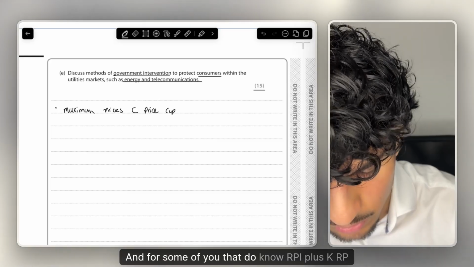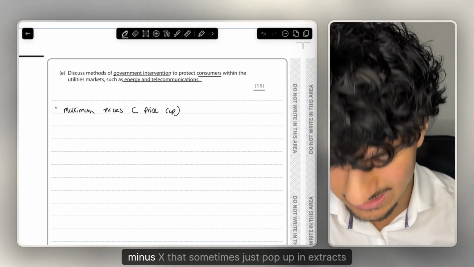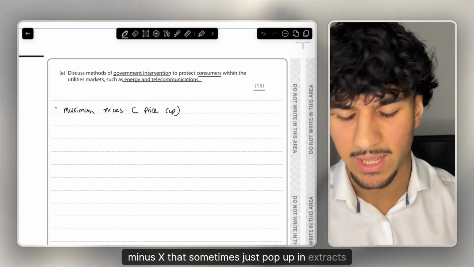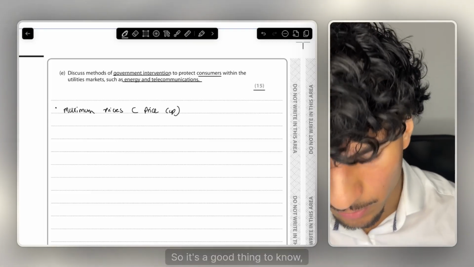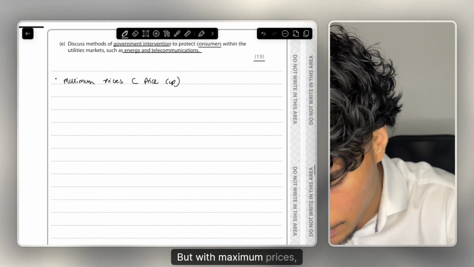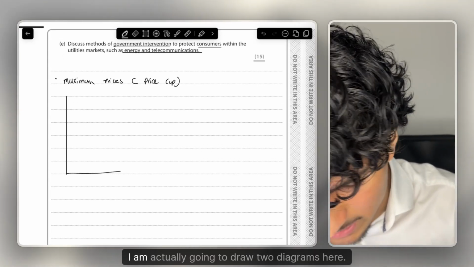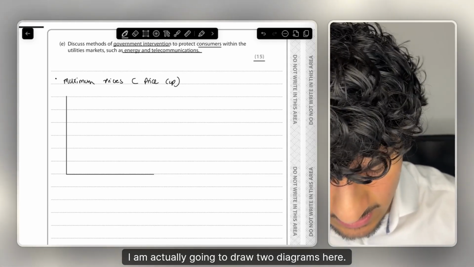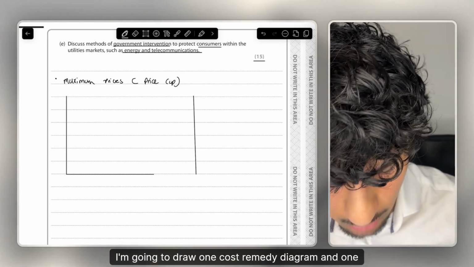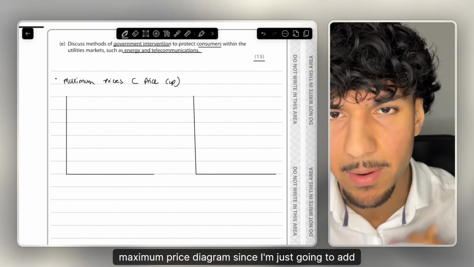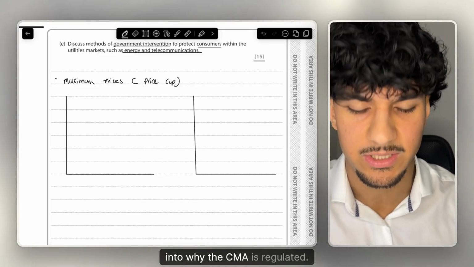And for some of you that do know, RPI plus K, RPI minus X, that sometimes just pop up in extracts here or there. So that's a good thing to know, but it's not required knowledge. But with maximum prices, how we're going to show this on a diagram, I am actually going to draw two diagrams here. I'm going to draw one cost revenue diagram and one maximum price diagram, since I'm just going to add a bit more detail into why the CMA is regulated.